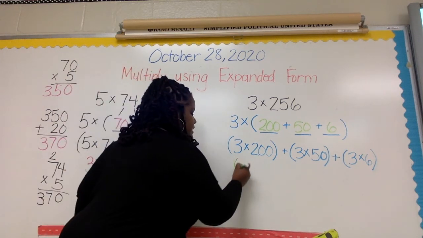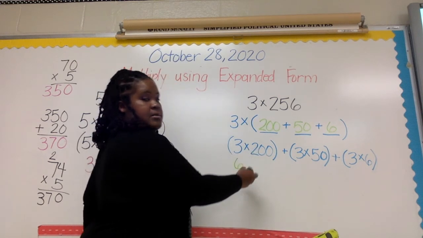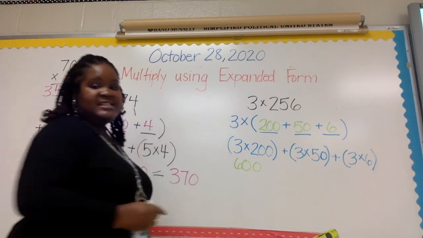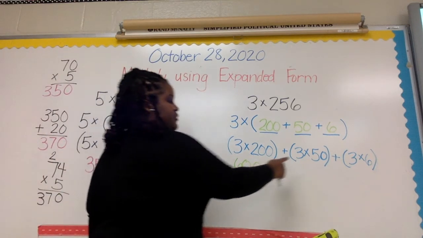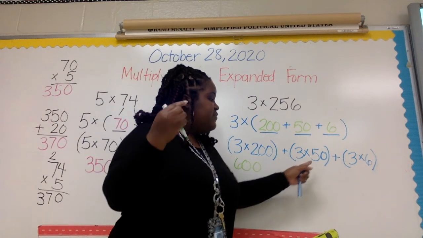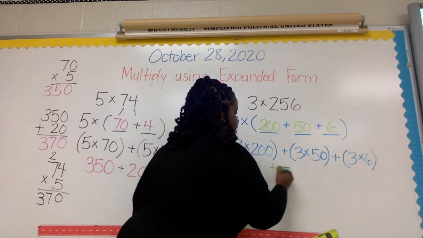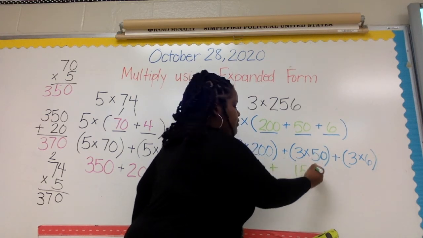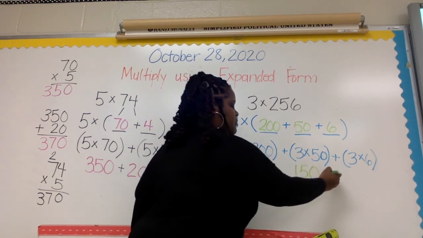So I'm going to put my 6 there, and I notice I have 2 zeros, so I'm going to add my zeros. So I know 3 times 200 is 600. Here we go. 3 times 50. I can use mental math because 3 times 5 is 15. My plus sign there. 3 times 5 is 15. I have 1 0 there, and I'm going to bring it down.